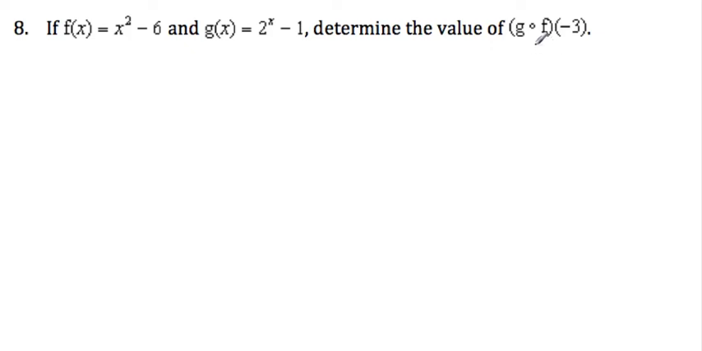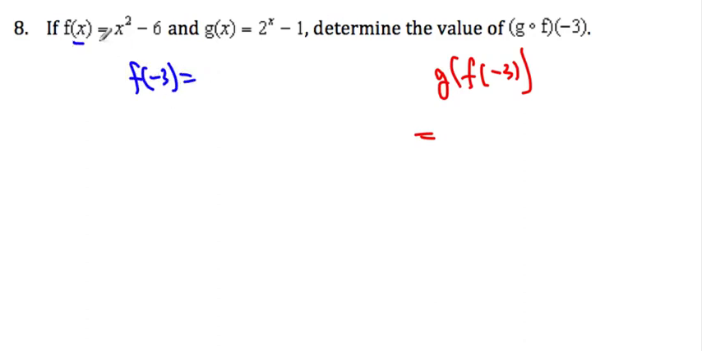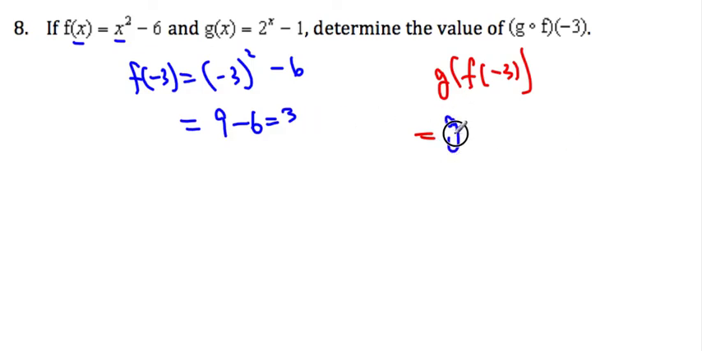Alright, so here, similar to the earlier question, we just have to plug in -3. This basically means g of f of -3. So let's calculate the inner value first. F of -3. That means in place of x, I'm going to put -3 over there. Notice that I put the parentheses, squared, minus 6. That becomes 9 minus 6, which is equal to 3. So now I'm getting g of 3. 3 has to be in place of x, which basically means 2 to the 3 power minus 1. But 2 to the 3 power is equal to 8. Minus 1 becomes 7. So that becomes our answer.